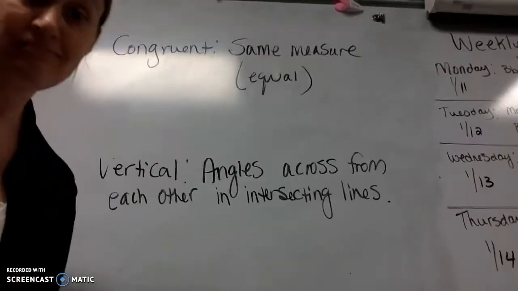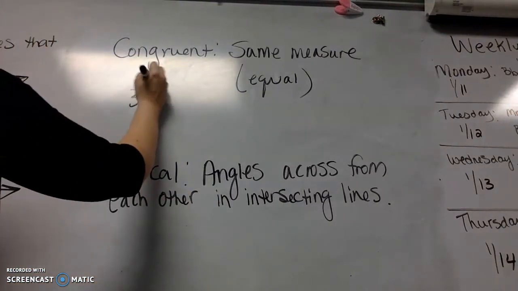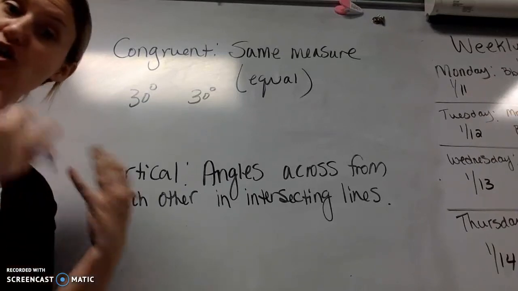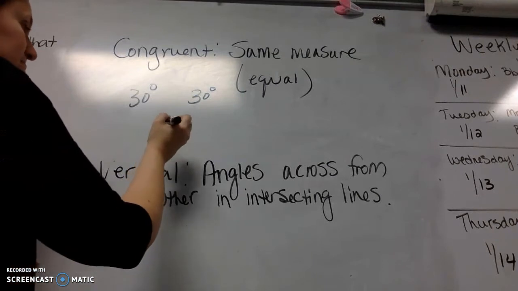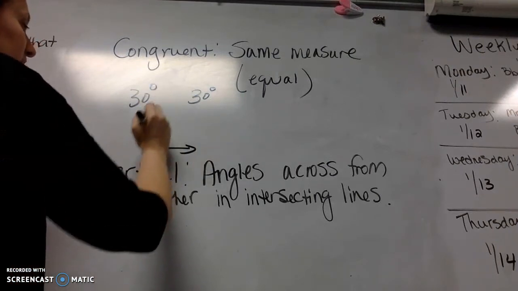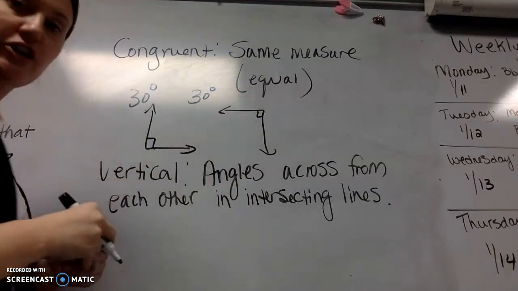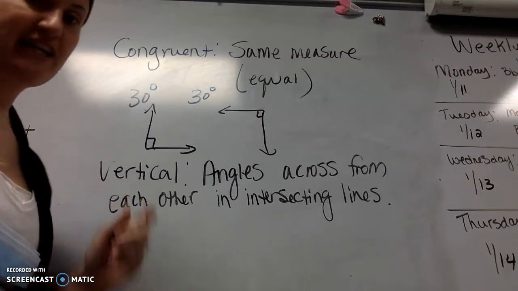Congruent angles are angles that have the same measure. Very simple. They're equal to each other. So a 30-degree angle and a 30-degree angle. Okay, that's it. We've heard congruent before. It means they're equal. Two 90-degree angles. Those are congruent because they're both 90 degrees. Okay, that becomes important here.